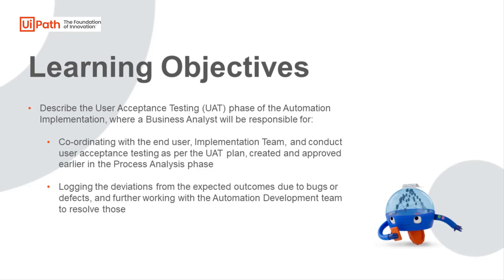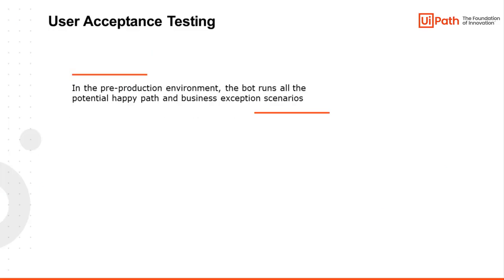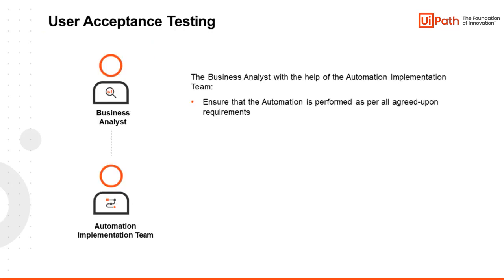In the UAT phase, the bot in the pre-production environment runs all the potential happy path and business exception scenarios. This is to ensure that the automation is performing as per all agreed upon requirements. If there are any deviations from the expected outcomes due to defects or bugs, the business analyst would log those and further resolve those with the help of the automation implementation team.